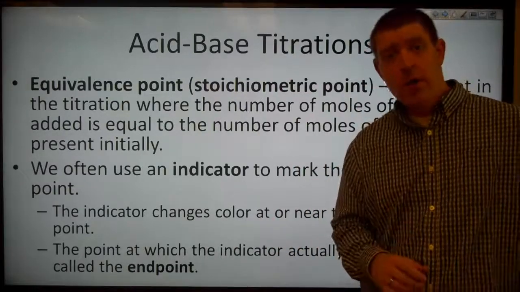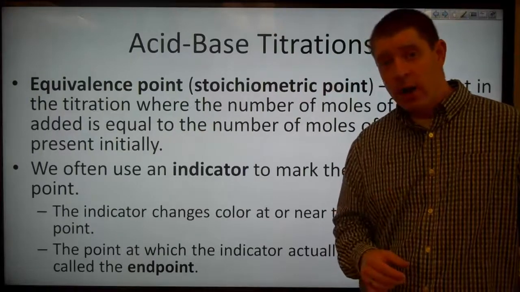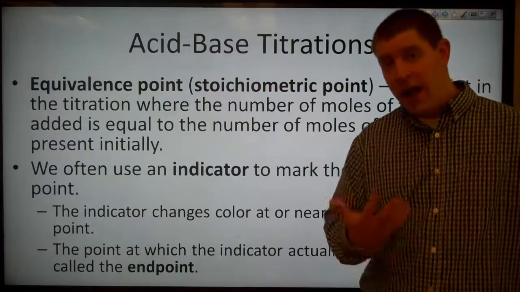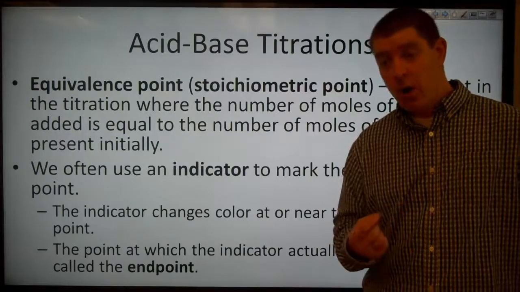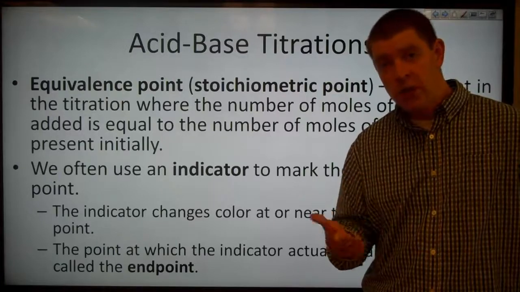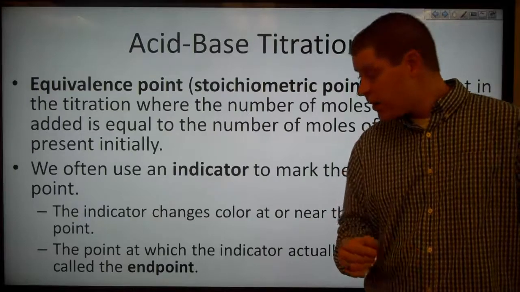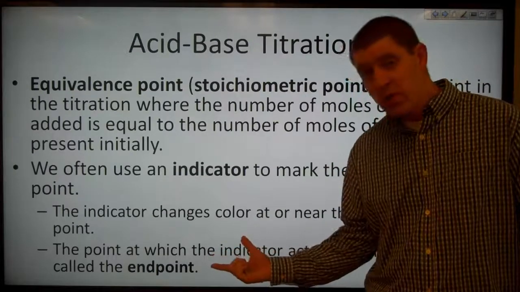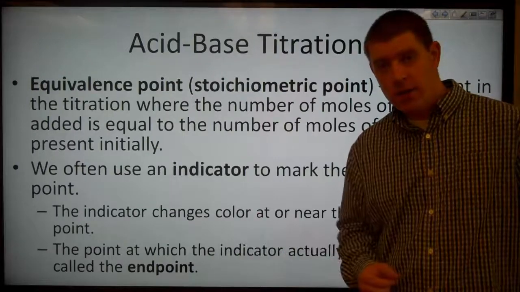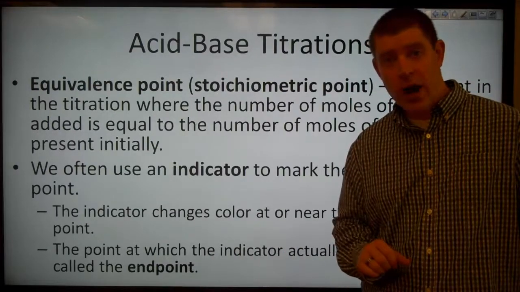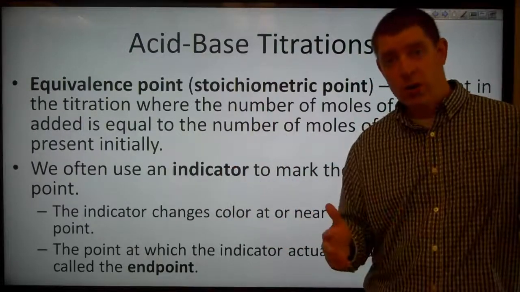Most of the time, we want to be using an indicator that will change color slightly after. By slightly, I mean just very slightly. In most cases, it's 1 to 2 pH units after the equivalence point, but 1 to 2 pH units can occur very, very rapidly in a titration. You may have less than 1 drop change from the equivalence point to the endpoint.